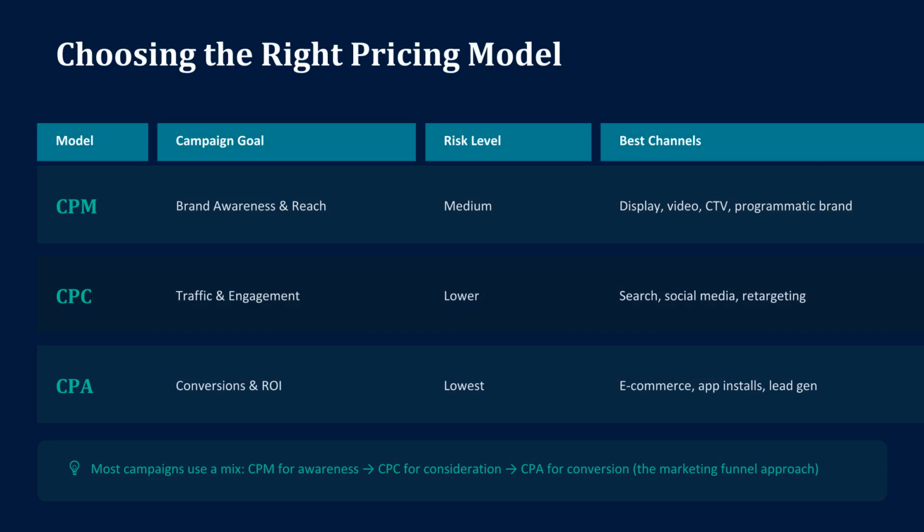In practice, campaigns often use multiple pricing models across different stages of the funnel. Awareness at the top with CPM, consideration in the middle with CPC, conversion at the bottom with CPA. This full funnel approach aligns cost structure with campaign objectives.